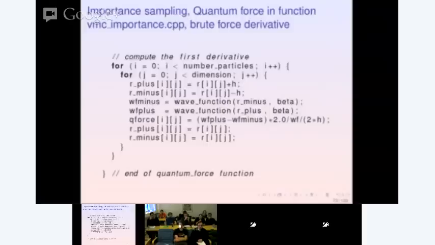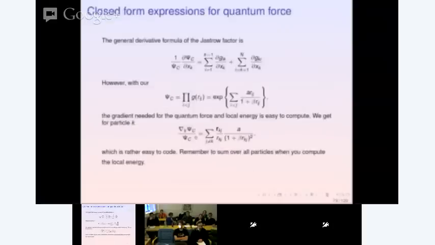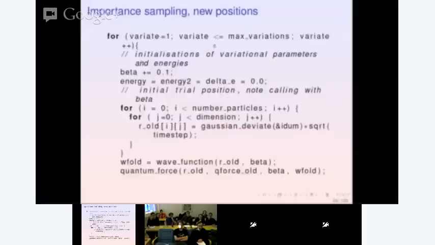Now, what I wanted to do is to show you how you can calculate the closed form expression. Instead of doing these numerical operations here, you should rather think of implementing the closed form of the first derivative. If we look at the quantum force, one of the terms which causes complications for us is the Jastrow factor. Let me go back a little bit and tell you what this Jastrow factor is. It is this factor here, which deals with the correlations in the wave function.